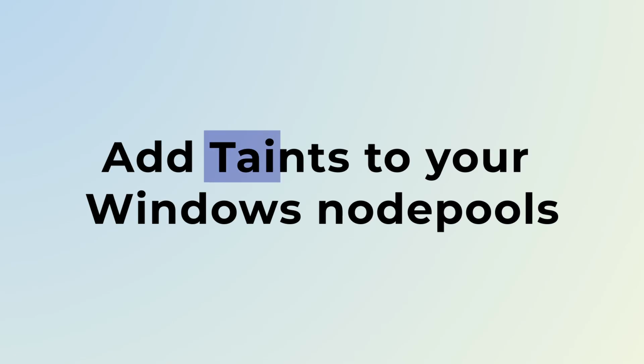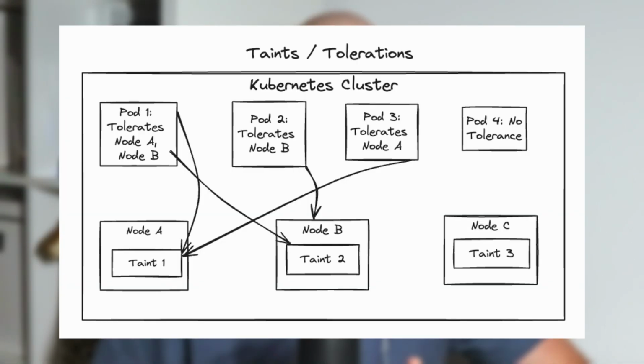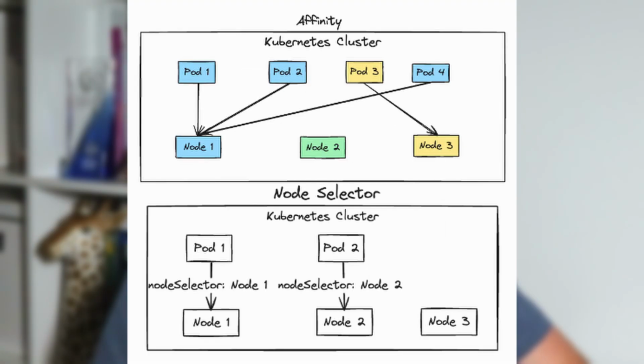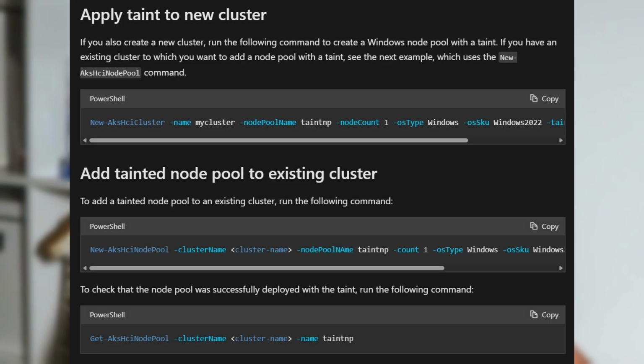Best practice number 1, add Taints to your Windows node pool. It prevents Linux pods from being scheduled on the wrong nodes, and vice versa. Taints, tolerations, and node selectors work together to control where your pods land, and by tainting your Windows nodes, you make sure only the right workloads get scheduled there. You can do it right when creating the node pool, like in the command you see on the screen, or on an existing cluster. Don't worry, I will provide the documentation link in the video description.